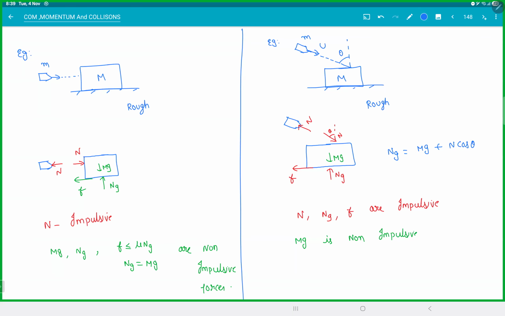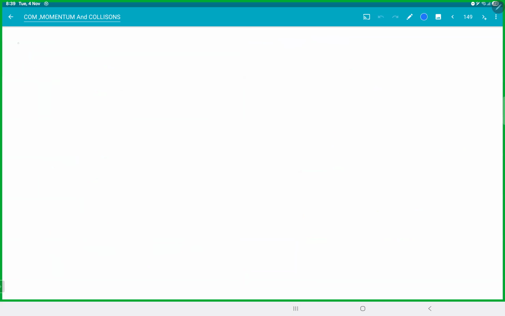All clear with this? Clear with this? Let me take one more example. So we got a ball here of mass m. Same thing. Let's say a bullet comes and hits the ball horizontally.